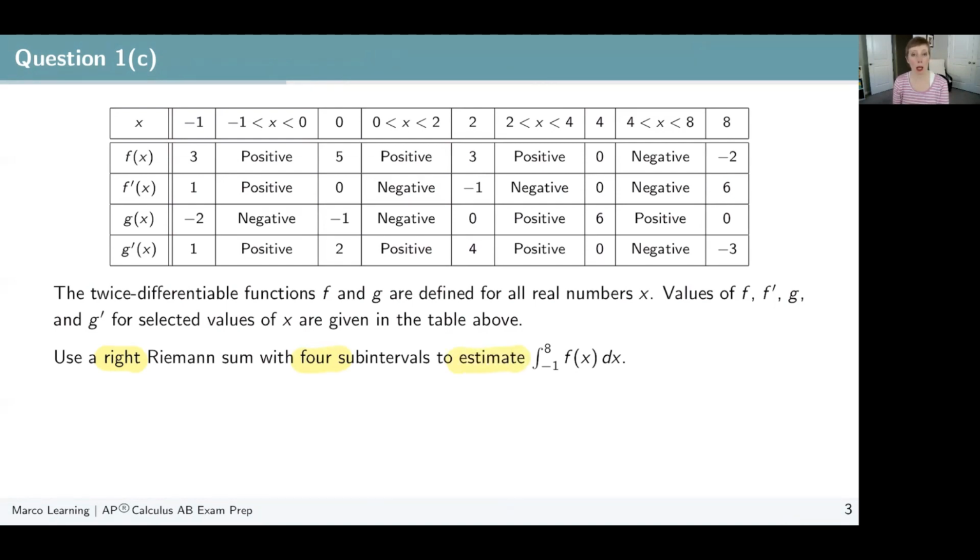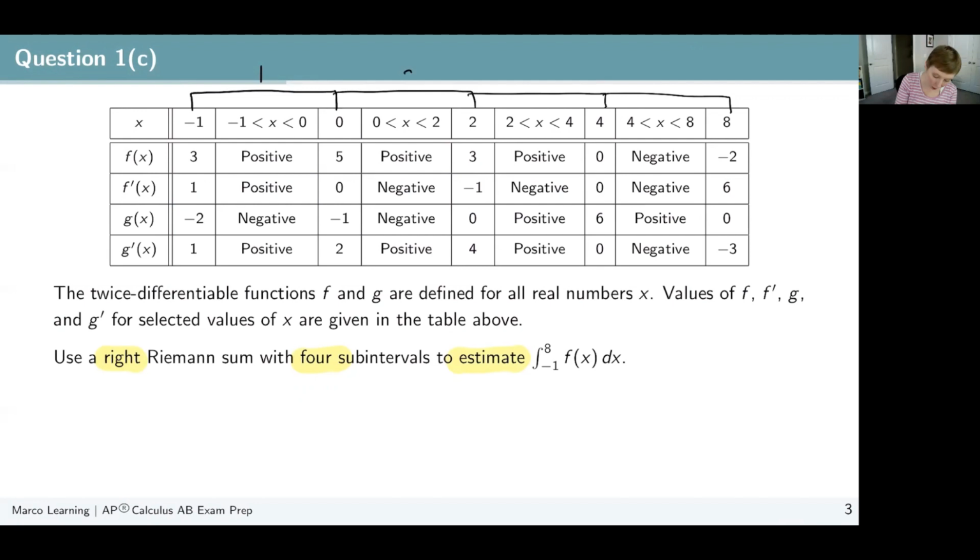The answer that we get, that we're computing with our Riemann sum, is only an approximation for the value of the integral. So we need to be careful with our notation and not say that it is equal to the integral. Let's go ahead and set up our subintervals. We need 4 of them that go from -1 to 8. So we'll go from -1 to 0, from 0 to 2, from 2 to 4, and then from 4 to 8. That gives us our 4 subintervals. What I like to do next is find the width of each interval. So from -1 to 0, that has a width of 1.